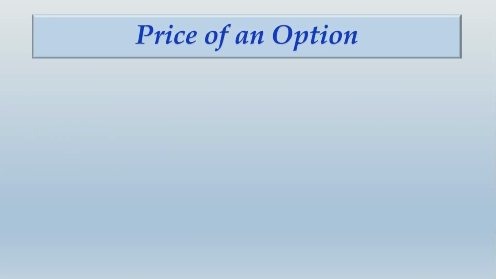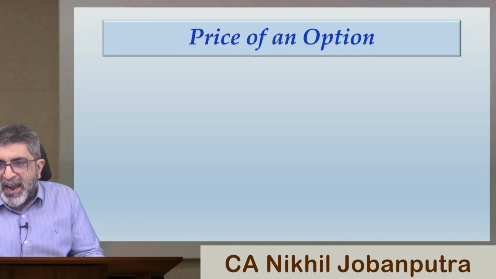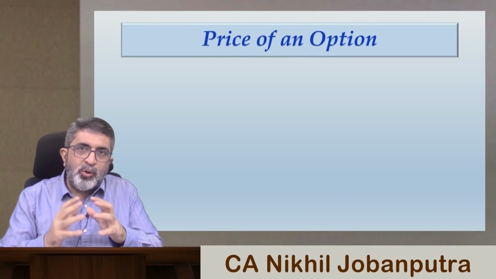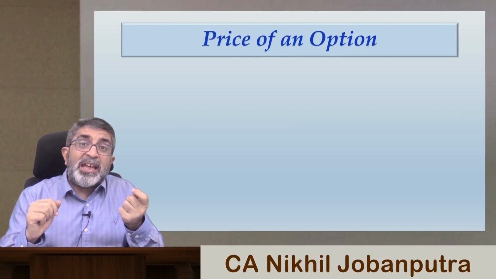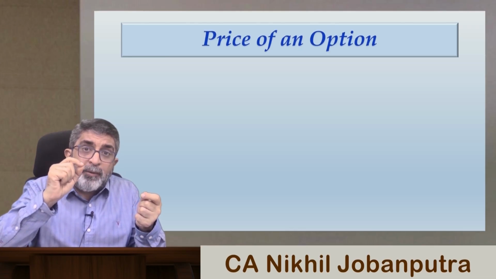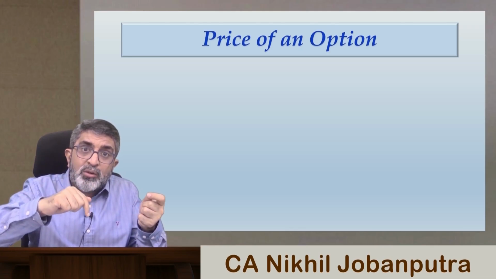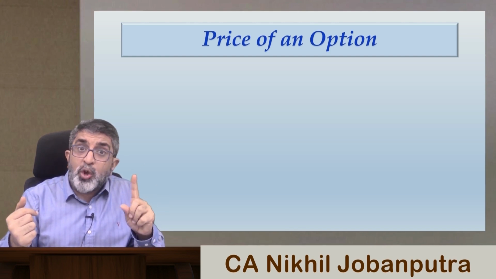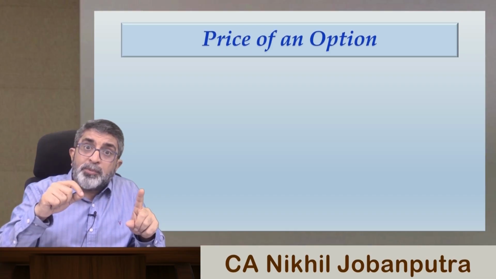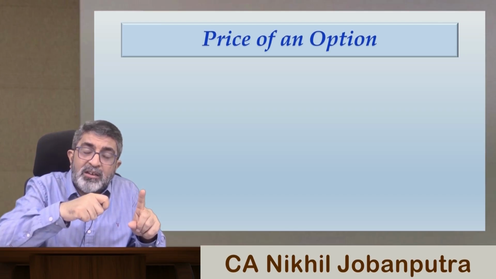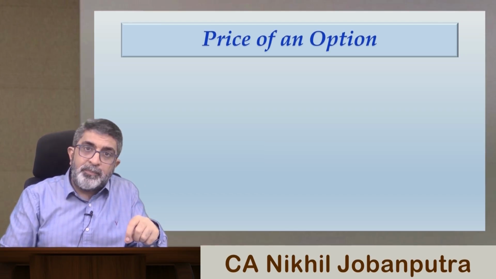Price of an option. Now here I have seen many candidates getting confused. See, we have talked about something as strike price or exercise price. That was actually the contracted price at which the underlying could be bought or sold. That is not the price of the option. Price of the option is what the holder or the buyer of the option has to pay to the seller, which we also call as premium.